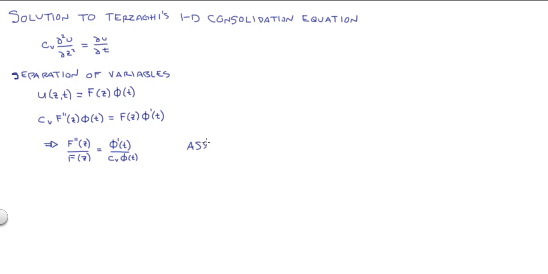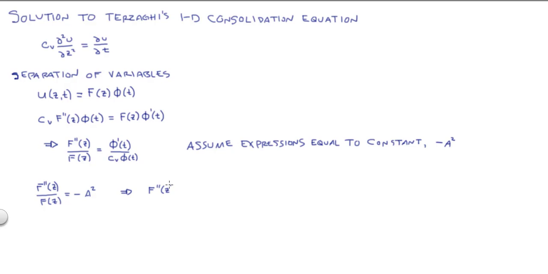Now the only way that these two expressions can be equal to each other is if they're both equal to the same constant. Okay, changing time doesn't change the expression on the left, changing depth doesn't change the expression on the right. So let's assume that the constant they're equal to is minus a squared. The reason for that will become apparent when we solve the differential equation for z.